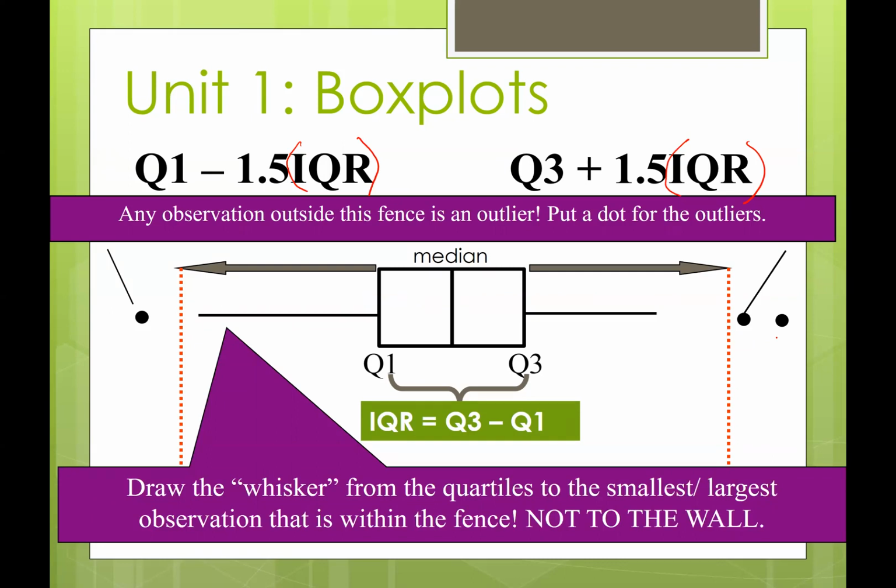Remember, you can make this on the calculator by typing all of the numbers into L1 and then turning the box plot on. So second stat plot, turn your box plot on, and then zoom 9. So you can do that.